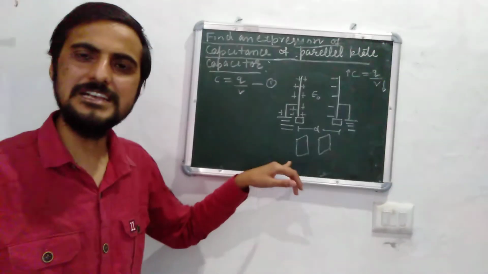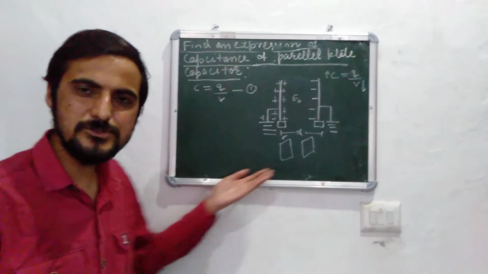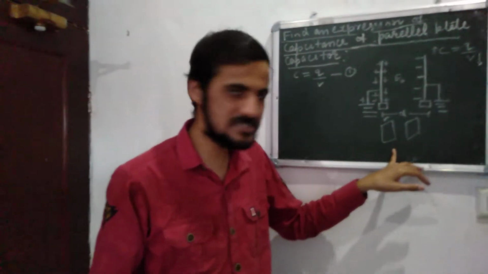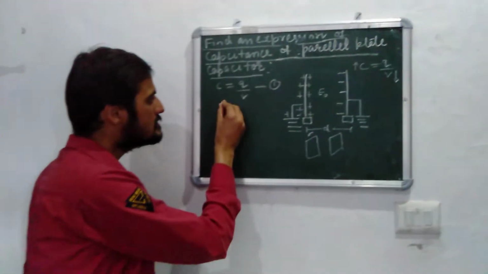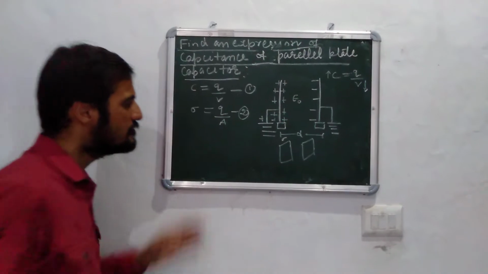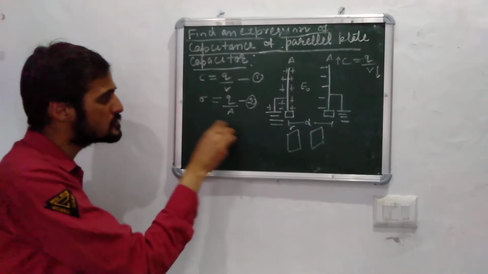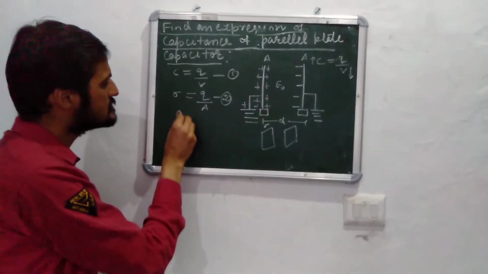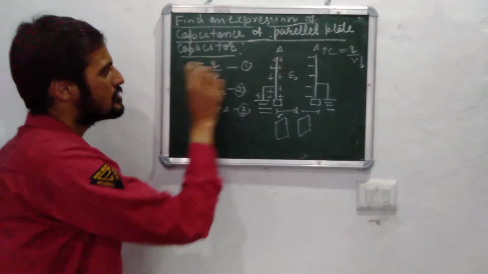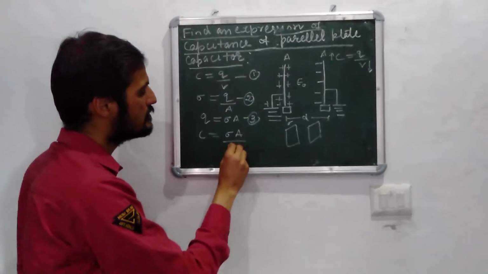Which type of density does this type of plate have? It's sigma. We have to use surface charge density, not linear, not volume, because of this type of plate. As we know, sigma is equal to Q upon A. This is equation number 2, where A is the area of the plates. This can also be written as Q is equal to sigma A, equation 3. Substituting the value of equation 3 in equation number 1, what will we get? C is equal to sigma A by V.